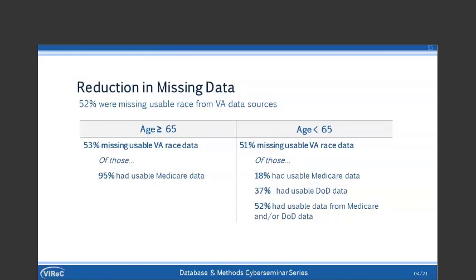Among those age 65 and older, about 95% of those who were missing VA race data had usable Medicare data. For those under the age of 65, they used both the Medicare data and the DoD data. Because of the time frame in which the DoD data were collected and available, it really wasn't a useful data source for those who were older. But between the Medicare and DoD data, for those under the age of 65, only about half of them had usable data from either data source. So there's a huge disparity in the ability to fill in missing data based on age, where you can get almost complete data for those over the age of 65, whereas you still have a significant amount of missing data for those under the age of 65.